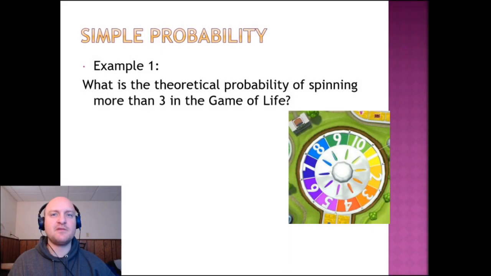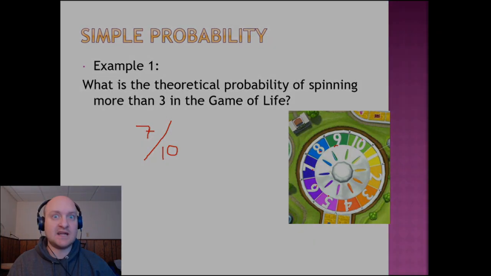For a simple example of theoretical probability, we can look at the probability of spinning more than 3 in the game of Life. Well, more than 3 are the numbers 4, 5, 6, 7, 8, 9, and 10, and that's 7 possibilities out of the spinner. We are making assumptions here, like that the spinner is a fair spinner, and that the sections of the spinner are all of equal size.